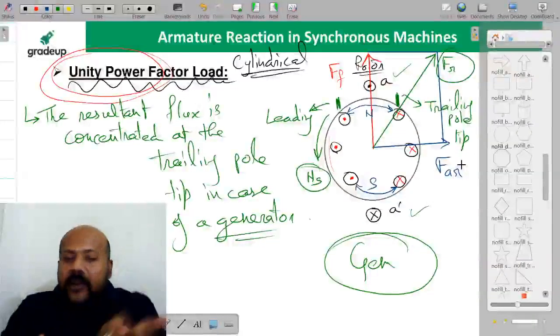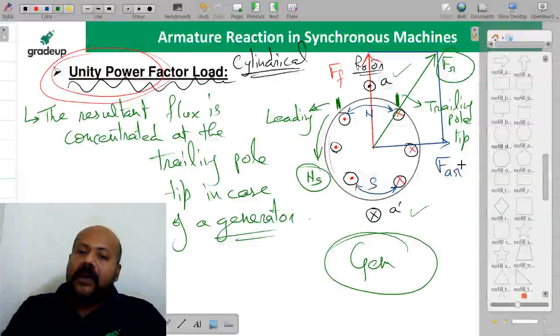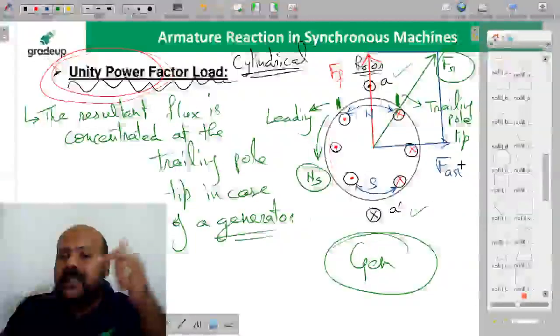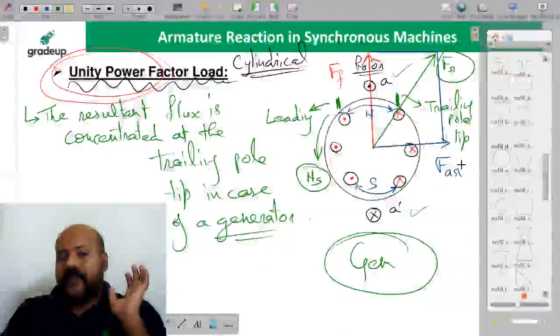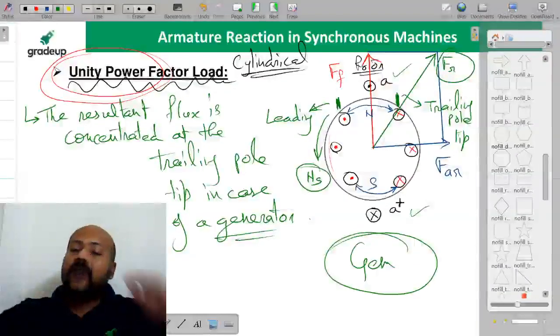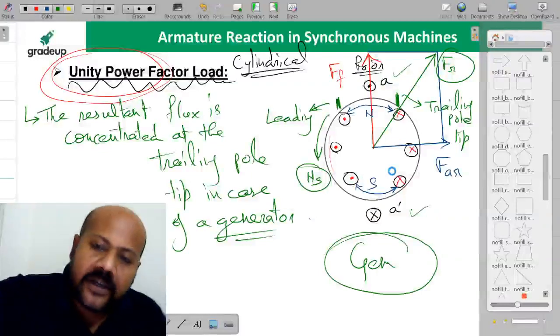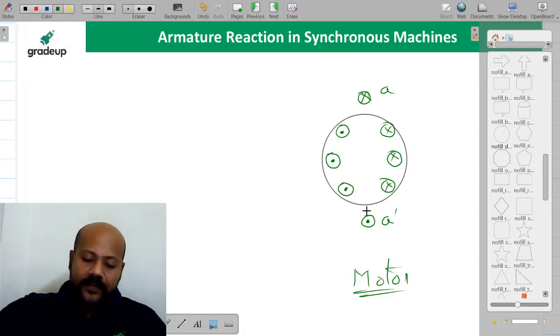So to understand the case of armature reaction for a unity power factor load condition for a motor, I am just reversing the armature current in A phase. If I am having dot in A and cross in A dash, now I am going to have dot in A dash and cross in A. Is it clear to all of you? So here I am going to have cross and here I am going to have dot. I hope it must be clear to all of you.